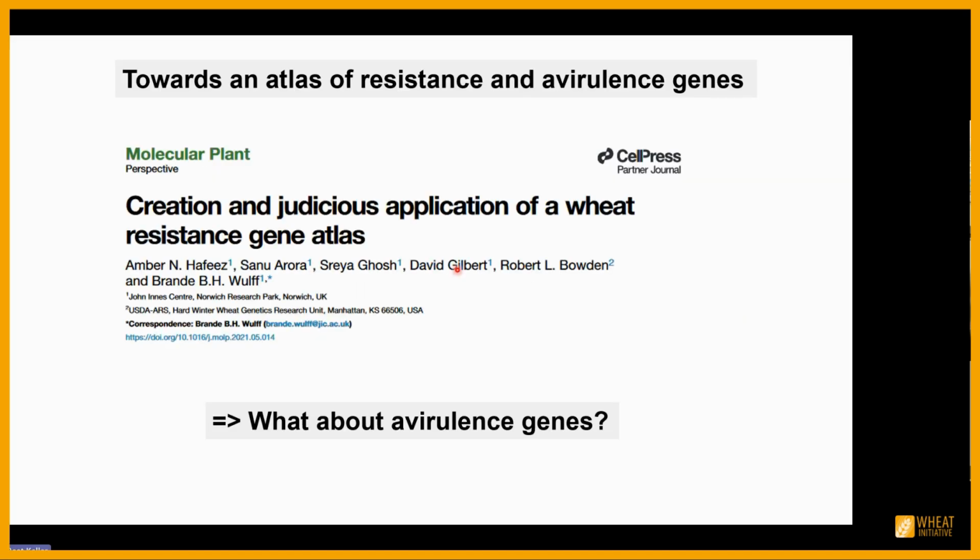Now, as you might know, Brande Wolf, in this perspective paper, has made a clear statement that with the better molecular tools in wheat genomics, we should really create an atlas of wheat disease resistance genes, and try to identify at the molecular level all the genes. And we think that we should do the same for avirulence genes.